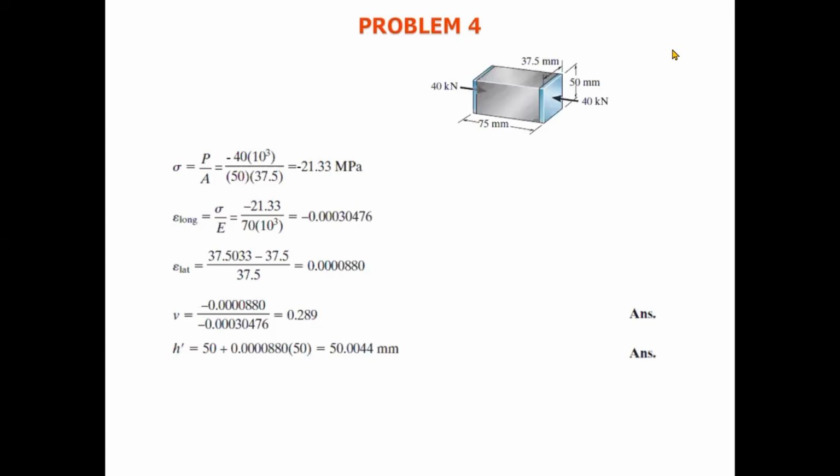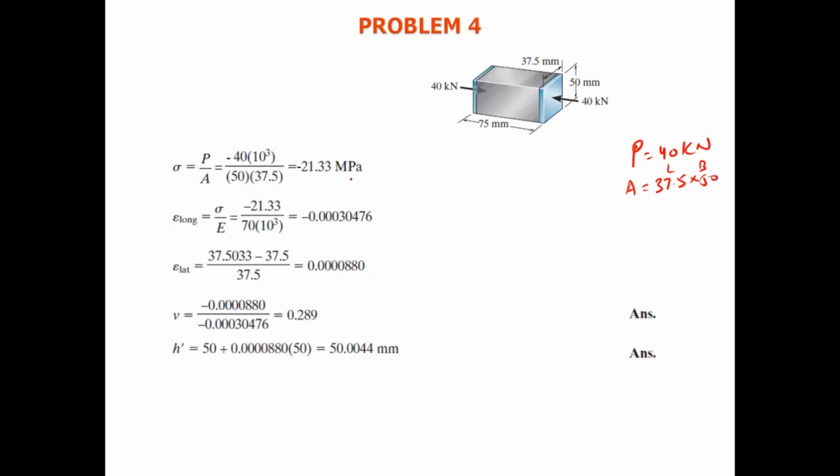First of all, we have to calculate the stress, because we have to calculate the Poisson's ratio. As per the given data, the load, which is in compression, is 40 kilonewton. P is 40 kilonewton. And we can calculate the perpendicular area. The load is applied on the perpendicular area, which is 37.5, length, into breadth, which is 50.